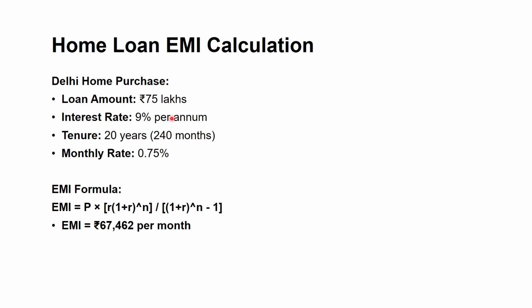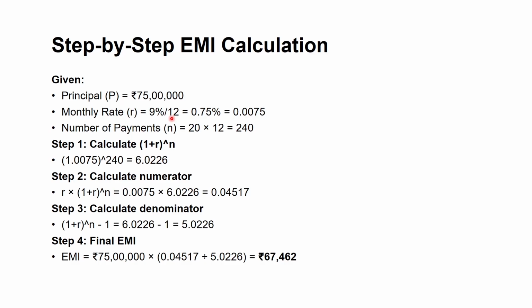Okay. So, then we can see the step by step EMI calculation here. For the EMI calculation, we start with our loan amount of 75 lakhs, interest rate of 0.75% and 240 total payments we are making. So, the EMI formula accounts for the fact that each payment includes both principal and interest, with the interest portion decreasing over time.